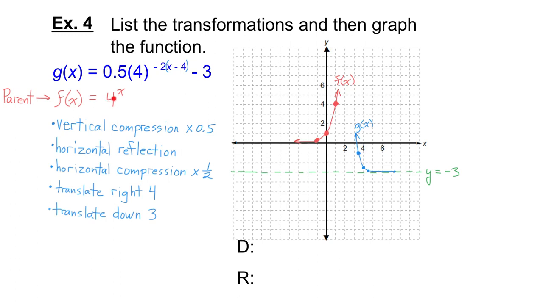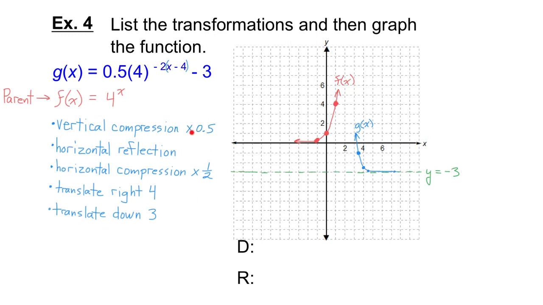The parent function is 4 to the x. Here I've graphed it. 4 to the 1 is 4, 4 to the 0 is 1, 4 to the negative 1 is 1 over 4, 1/4. We have a vertical compression times 0.5. We have a horizontal reflection, a horizontal compression times 1 over 2. We're going right 4 units and down 3 units. Because we're moving down, I know the asymptote of my parent function has moved down to y equals -3.